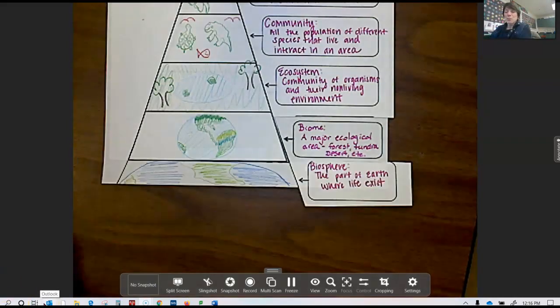And then finally, our broadest ecology category for organization is the biosphere. And the biosphere is the part of Earth where life exists. So all of the areas where life can exist, we consider that to be the biosphere.